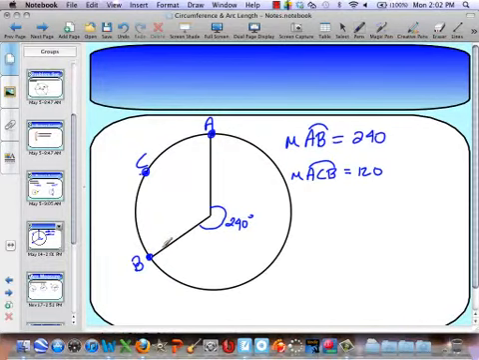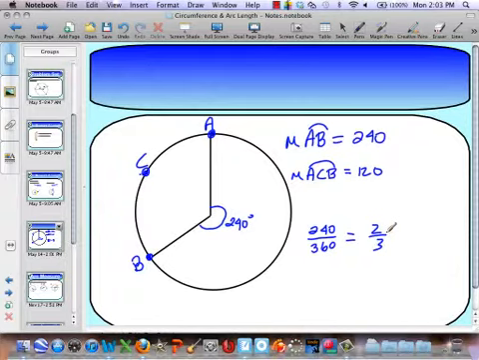Now let me ask you this. If the measure of arc AB is 240 degrees, how much of the circle does that actually represent? 3/4. 2/3. 240 out of 360 is 2/3. Alright? 240 out of 360 represents 2/3 of my circle. Do we agree? Yeah. So then how much of my circumference would that arc represent? 2/3.